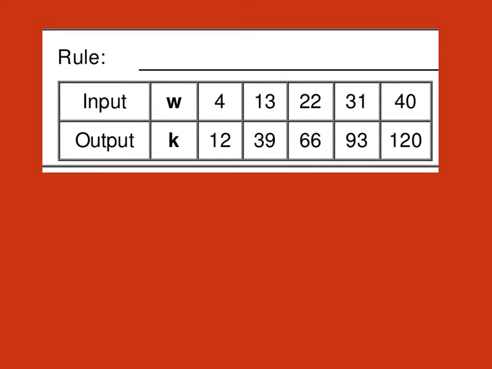All right, here's my second example, and I have the letters W and K, and remember there's always a relationship between our input and our output. And looking at this, my numbers are getting bigger, so I think I'm multiplying, because when I go 4 times 3, I get 12. When I go 40 times 3, I get 120. So I think I've found it.